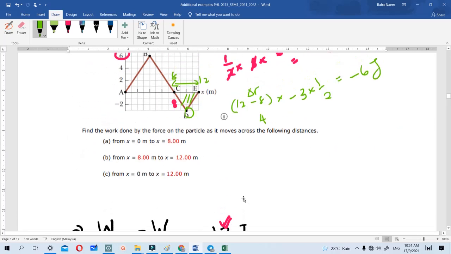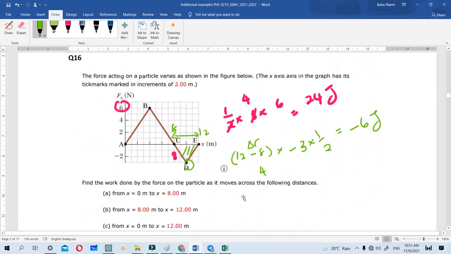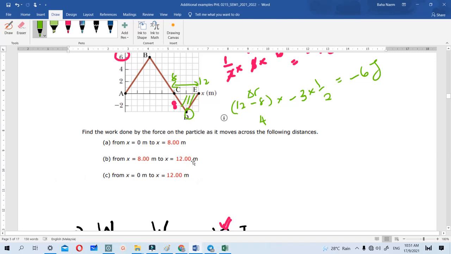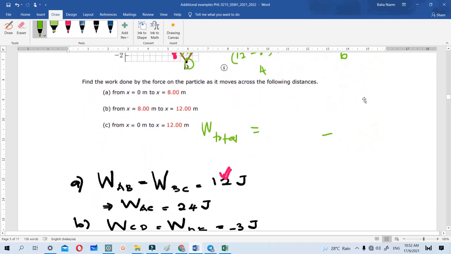Negative 6 joule. Now, this is the best question, it is often asked: what will be the total work done? So this question asks for total work done from x0 until the end of the motion, which is 12. So this is total work. When it involves total work, regardless of whether the motion goes to the right or to the left, it's all about adding up all the numbers because work is a scalar product. So you are expected to add negative 6 just now with 24.